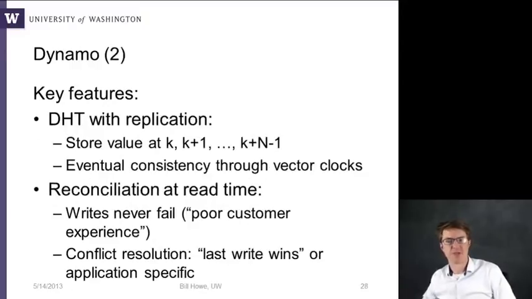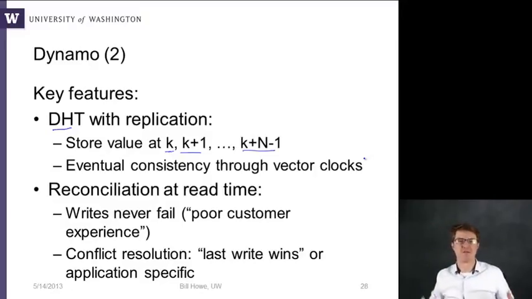So Dynamo, the system, it's a distributed hash table. That's what DHT stands for. And each key is stored at, each value is stored at locations, multiple locations for replication purposes. And it's up to a replication factor of n. And so at location k, k plus 1, all the way up to k plus n minus 1. And they achieve eventual consistency through vector clocks, which I'll describe in the next couple of slides.